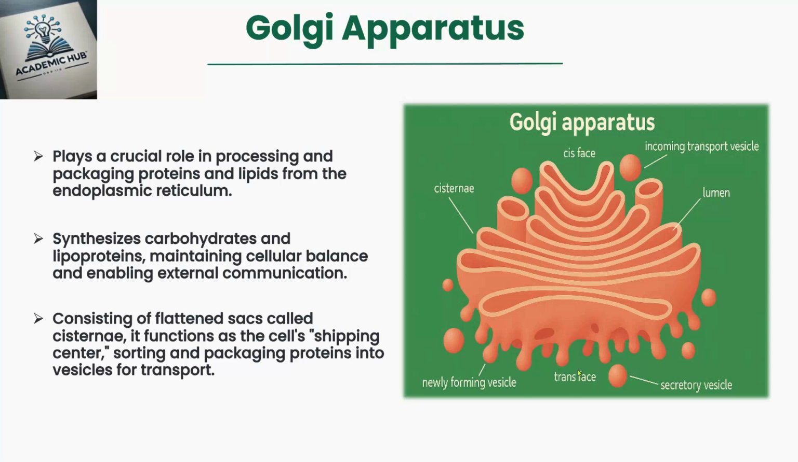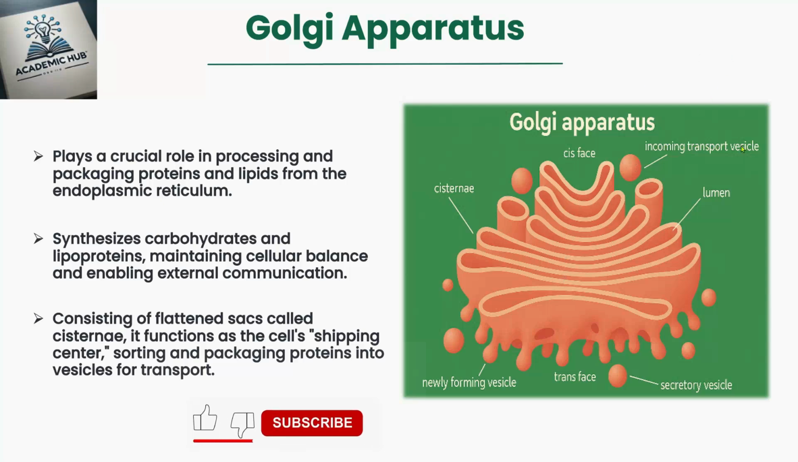The final and modified molecules are packaged into vesicles and sent to their final destination. And this is the medial region, meaning the processing zone. In this, proteins and lipids undergo modifications such as adding sugar molecules to form glycoproteins or glycolipids. So this is the cis face, the receiving face, and this is the trans face, the shipping face, meaning the material should be shipped out to the distinct place for their destination where it has to be targeted.